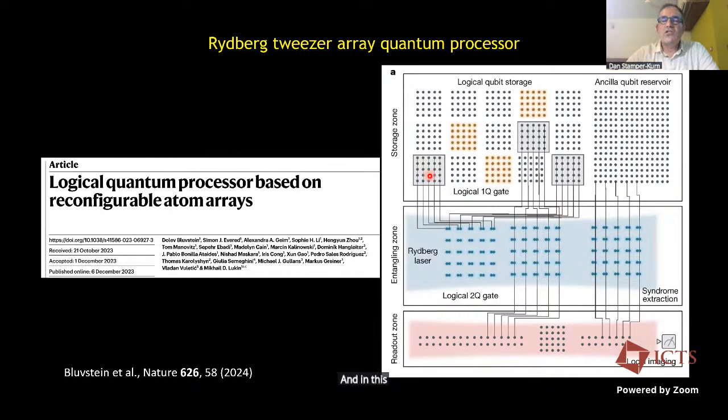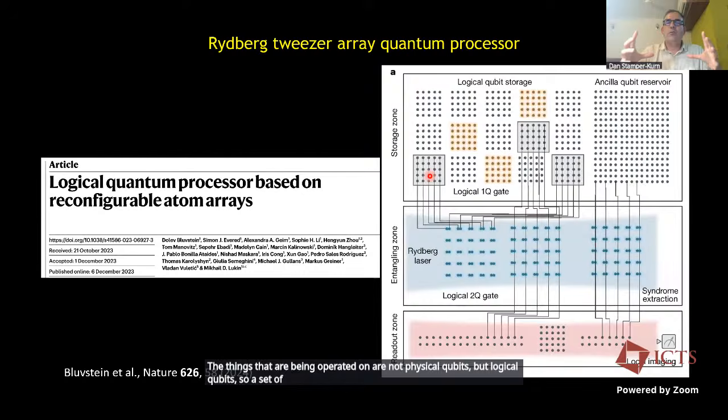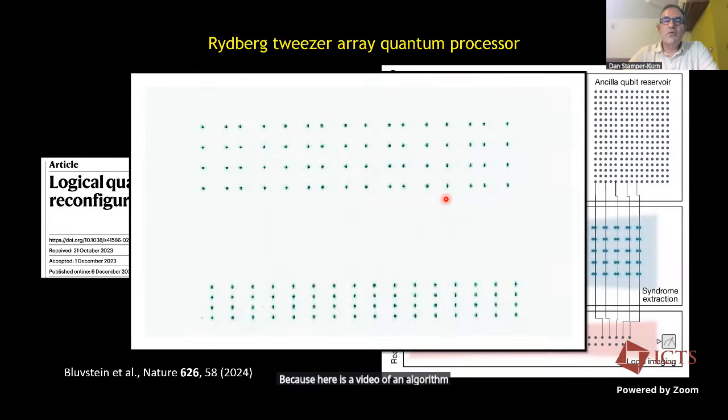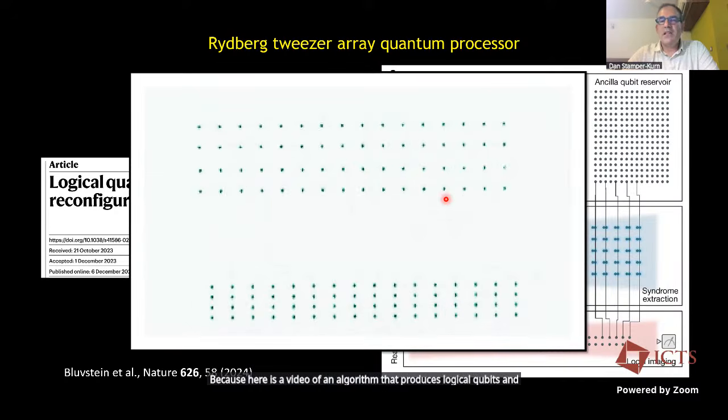And in this architecture, the things that are being operated on are not physical qubits, but logical qubits. So a set of physical qubits that together can encode a single quantum bit, but have the advantage that you can protect them against errors. This is such a run forward in the development of the quantum computer. It's a really striking thing. And I hope you've gone on to the supplemental materials for these papers and looked at some of the videos that they've put up, because here is a video of an algorithm that produces logical qubits and manipulates them.